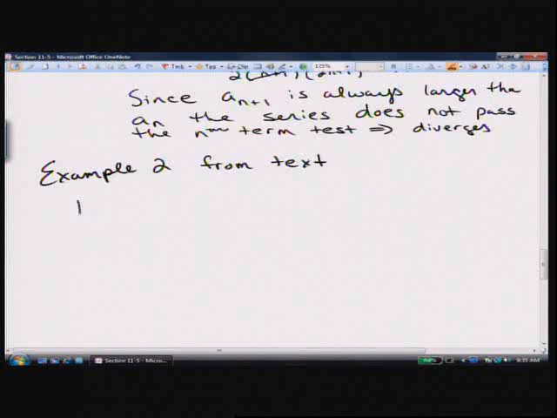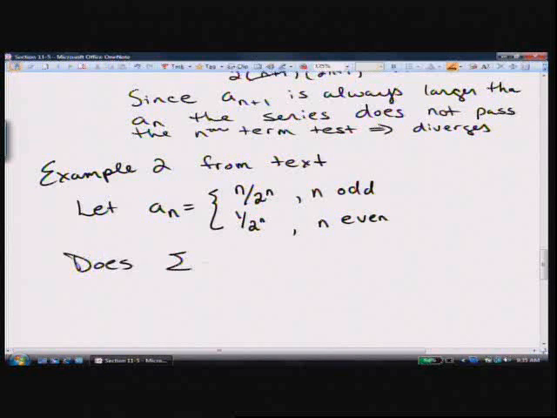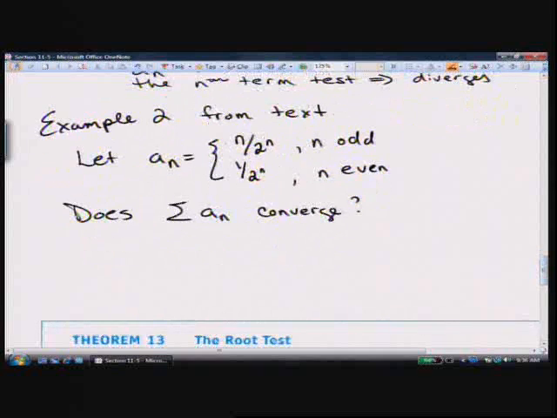They let A sub n equal n over 2 to the n when n is odd, and 1 over 2 to the n when n is even. And they want to know, does the series A sub n converge? So that's certainly more complicated. Now, one thing that you can always do is what? What's the first thing? Whenever you don't know what to do, what should you do first?